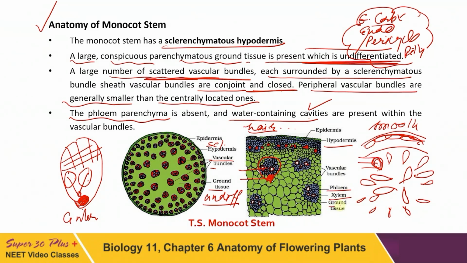Right? Thank you. This is part 4 of chapter 6. We have discussed the anatomy of dicot and monocot stem.